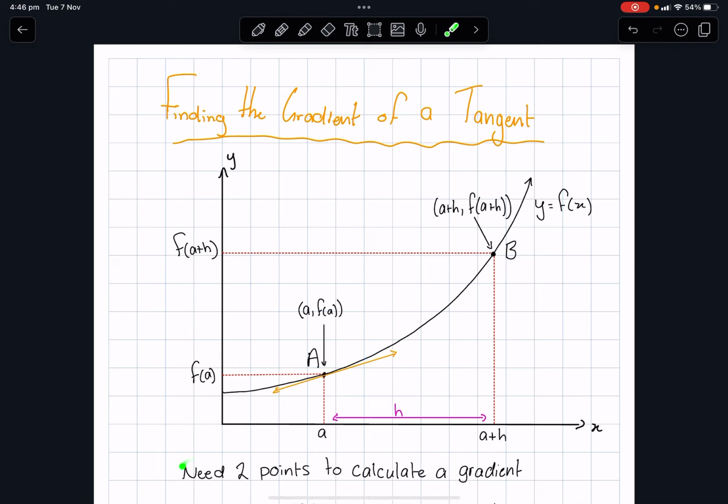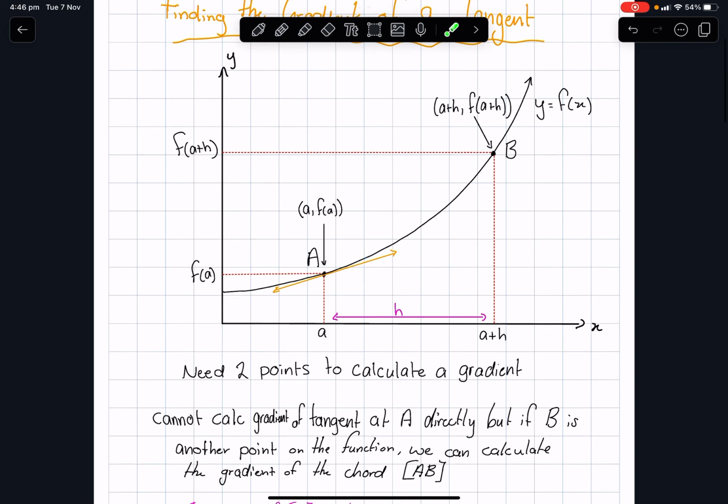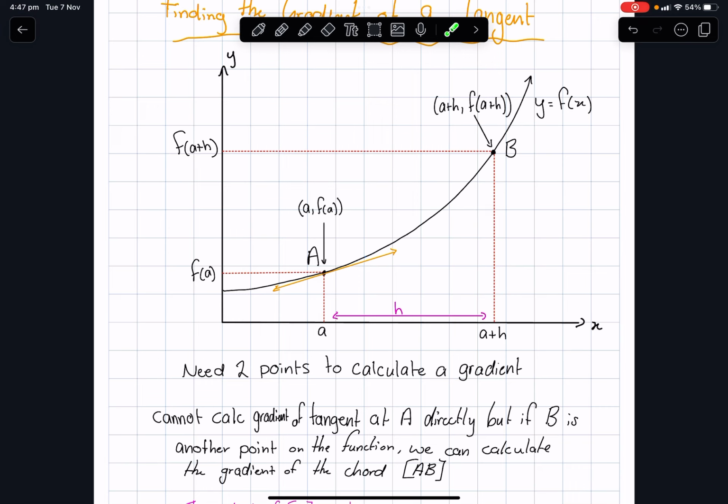Now, we know we need 2 points to calculate a gradient. If I wanted you to find the instantaneous rate of change at point A, we now know we draw a tangent, so I've got that orange tangent there, and we find the slope or the gradient of that line. Now, this tangent is very tricky because there's no nice points along that tangent.